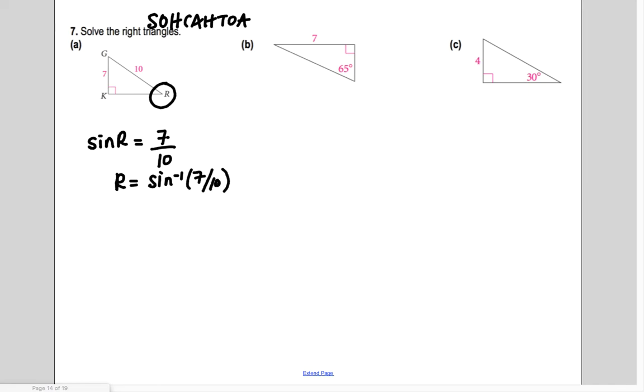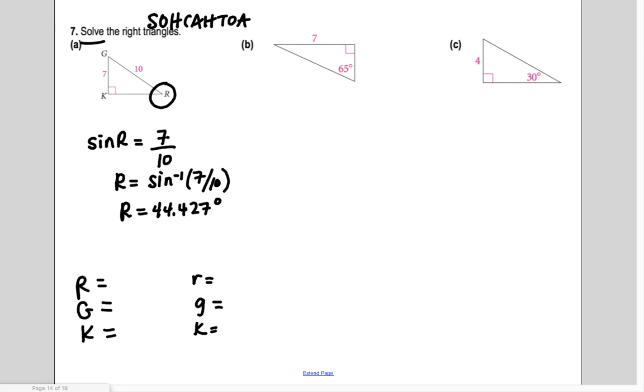So we do that on our calculator. So we do inverse sine. So second sine, 7 over 10. And we get 44.427 degrees. That's our angle. If I use the word solve, and I say solve the right triangle, what that means is I want my 3 angles and I want my 3 sides. I have to find all that information.